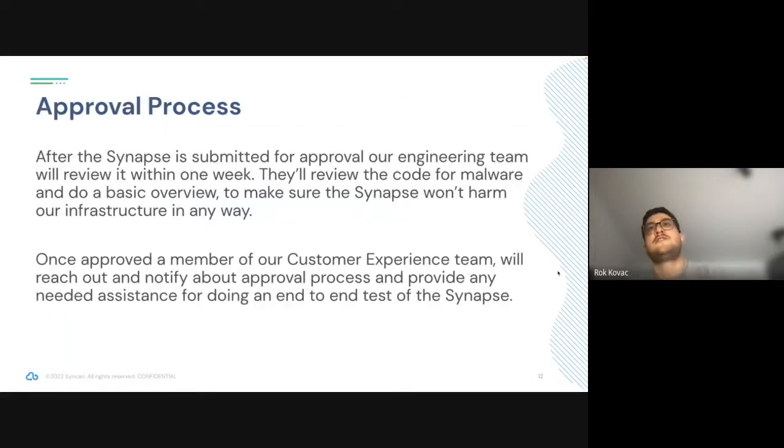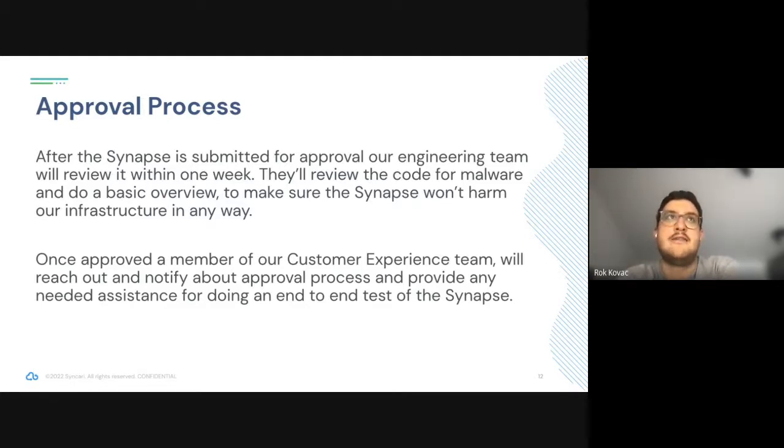Now, the approval process itself: once you put the Synapse up for approval, our customer experience team will receive a Zendesk ticket, and we will create a ticket for our engineering team. For the first sets of synapses, our engineering team will take up to 1 week to review the code. They'll be reviewing mainly for malware and any logic issues that may be implemented that could cause problems for our systems. But we expect this approval time to get gradually, significantly lower.